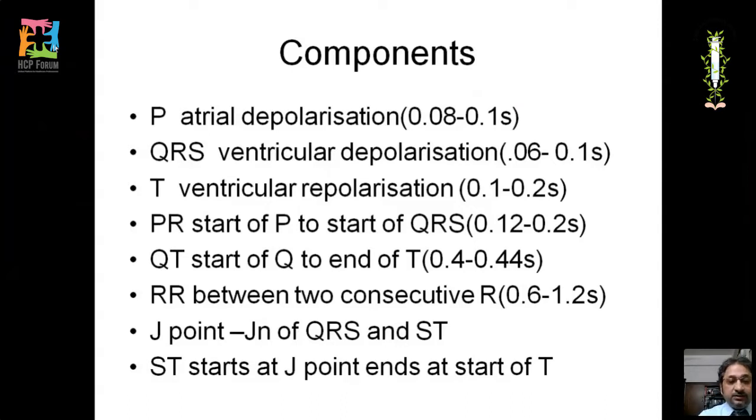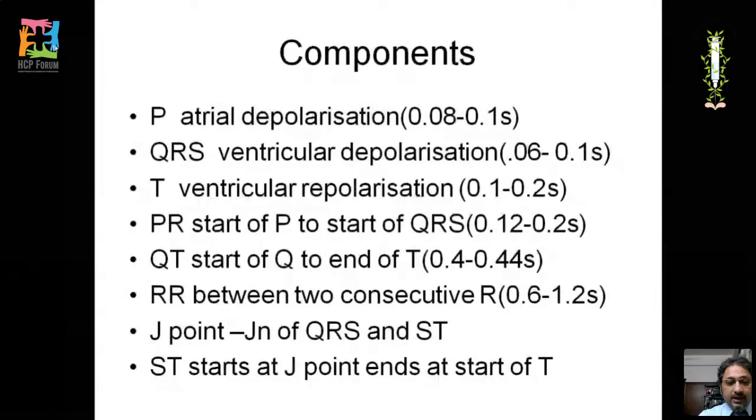The RR interval is the interval between two consecutive R waves of the QRS complexes, and the duration is 0.6 to 1.2 seconds. The J point is the junction of the QRS complex and the ST segment. The ST segment starts at the J point and ends at the start of the T wave. Therefore, it is a junction of the ventricular depolarization and the ventricular repolarization.